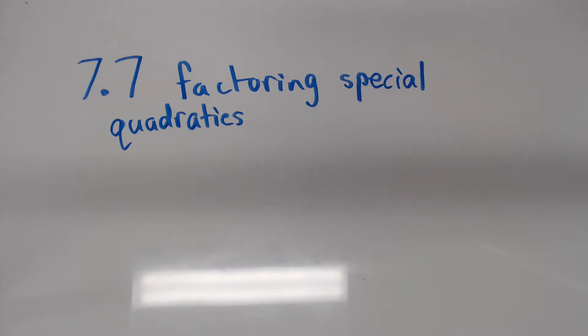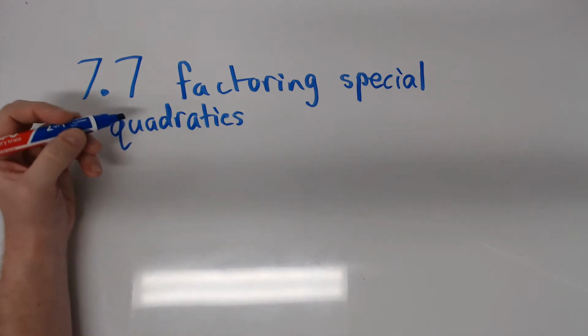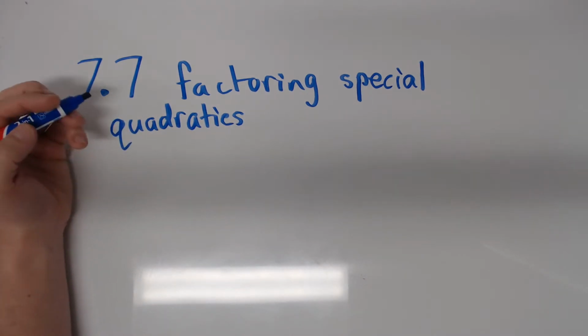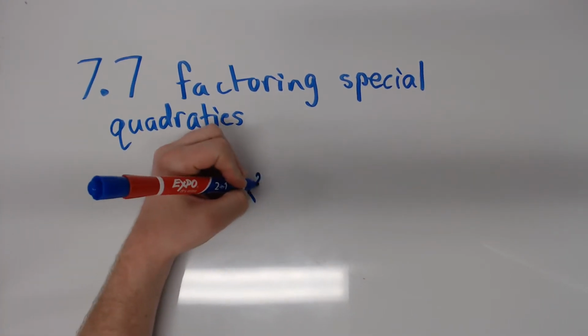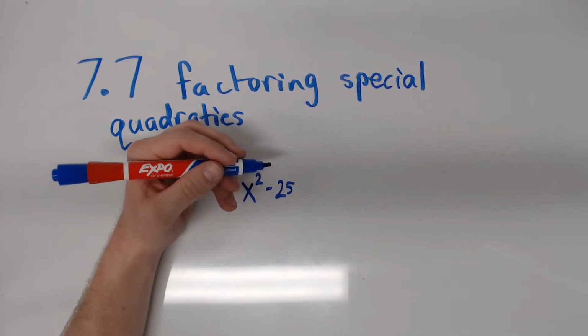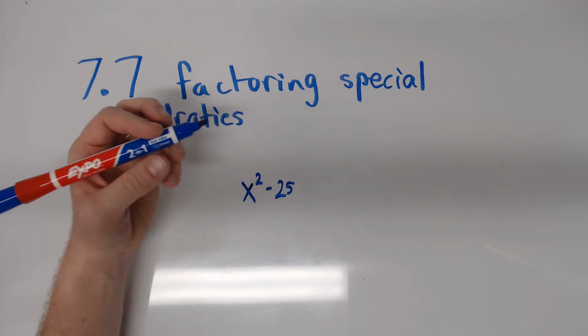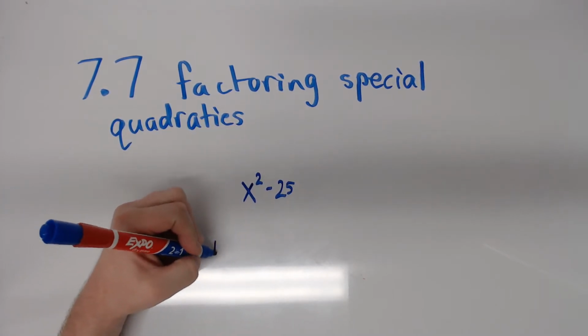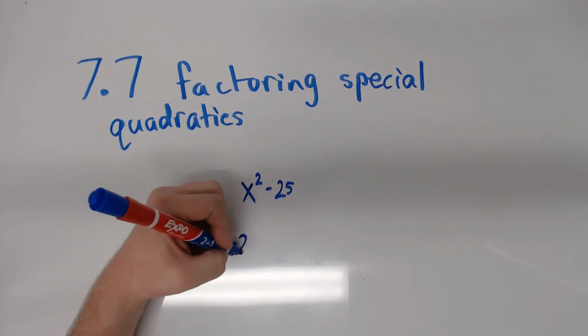Lesson 7.7 is kind of like another extension of lesson 7.6, factoring special quadratics. So an example of a special quadratic is like x squared minus 25. Or we have another kind of special quadratic. There's two here. The other one is m squared minus 2m plus 1.